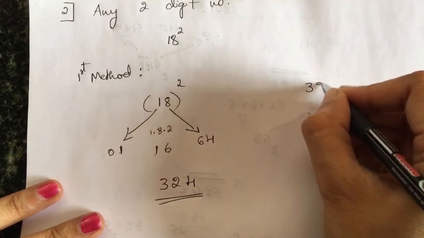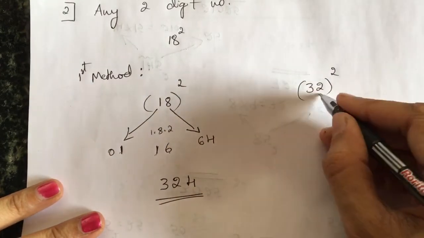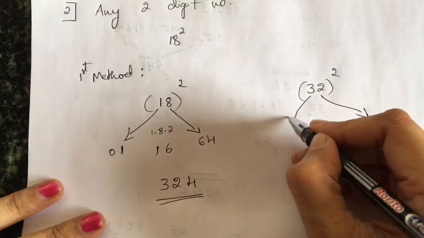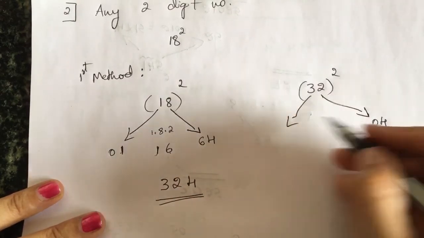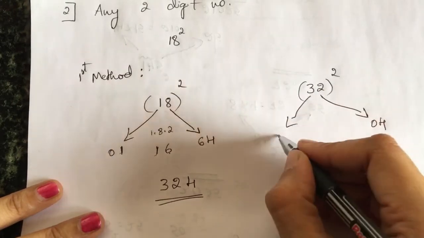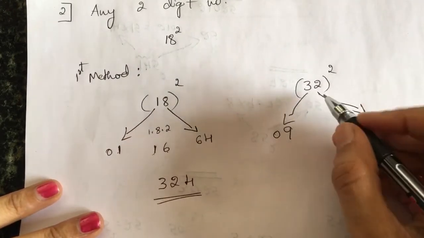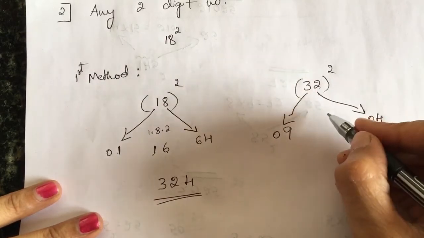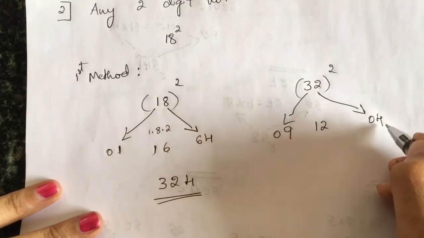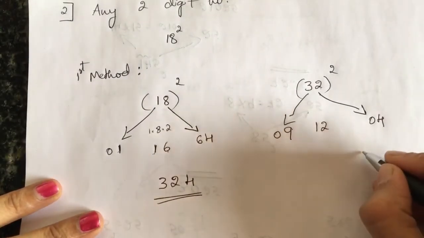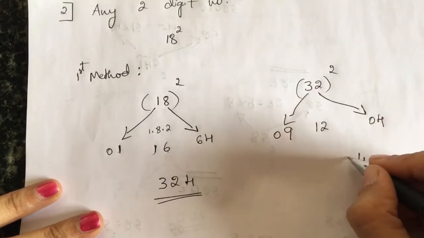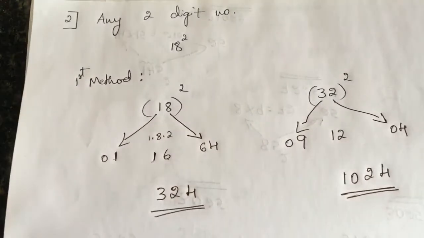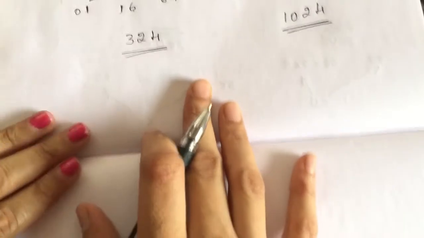I'll explain with one more example. Say suppose it is 32 square. Take the square of this number. It's 4. Always try to write it as a 2-digit number. 3 square, it's 09, and in the middle you multiply these 3 numbers. 3 into 2 is 6, 6 into 2 is 12. Now you add these 2. You write 4 as it is. 0 plus 2 is 2. Then 1 plus 9 is 10. So it's 1024.